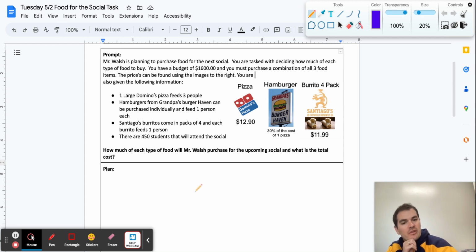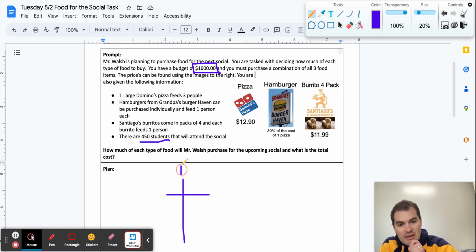Lots of different ways to approach this one, but I know the thing that's probably going to mess people up is that a lot of you are going to make plans, feed the 450 kids, and then you're going to go over budget. Like you're going to spend more than 1600. So I'm going to try to help you figure out the best way not to do that. And so here's how I would think about it.